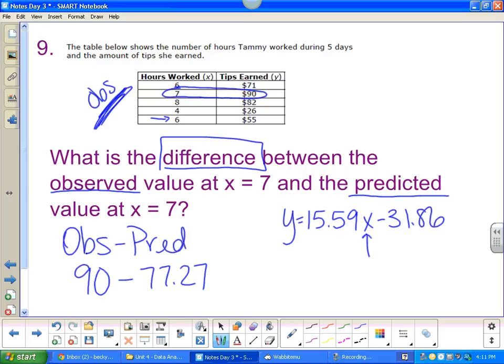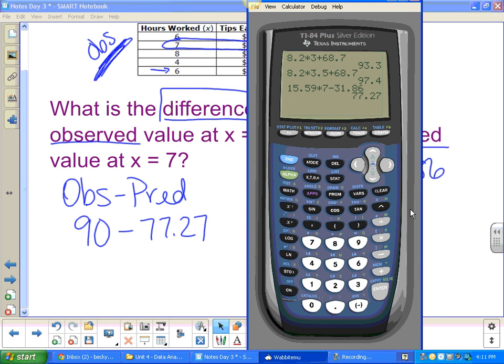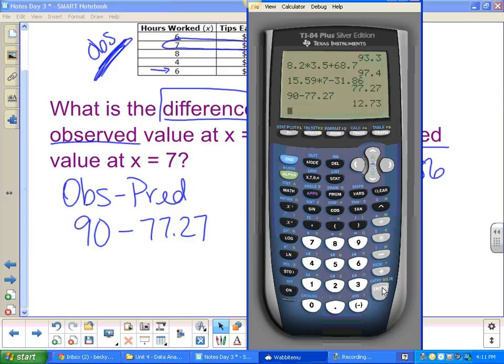So can you tell me, does she have a good night or a bad night? And actually, she had a great night because she made $90 and she was only predicted to make $77.27. Well, I want the difference between these two. So I'm going to take my 90, which was my observed from the chart, minus my 77.27, which is my predicted from my equation, and I got 12.73.